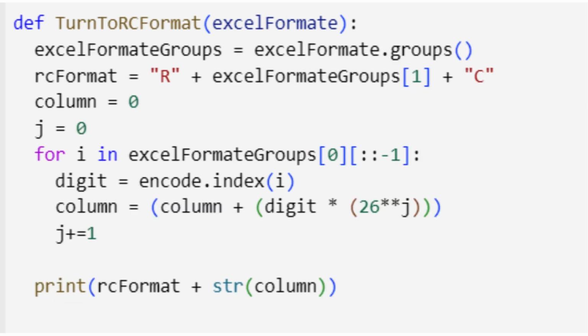Third, the toRCFormat function. This function handles the reverse conversion. It takes Excel-like format, such as BC23, and converts it into RxCY format. We use the base 26 system in reverse to calculate the column number.